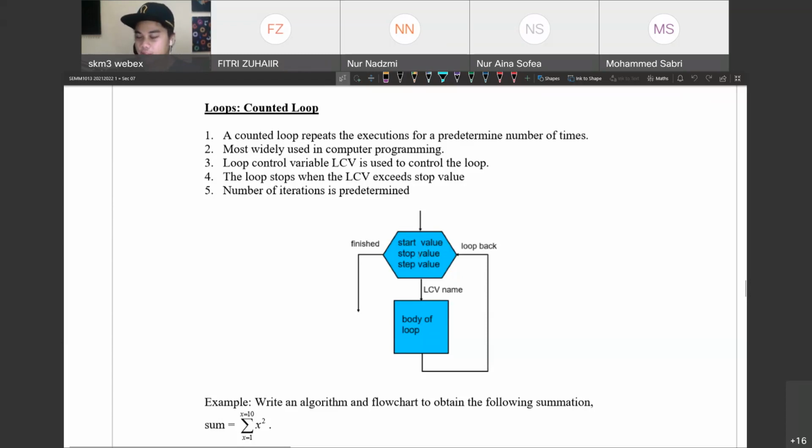So first we start with x equal to 0. And then go to the LCV, the loop control variable, and the body of the loop. This will count the number of processes and then loop back until the value reaches the stop value, and then it will finish the operation. This is the counted loop, right?